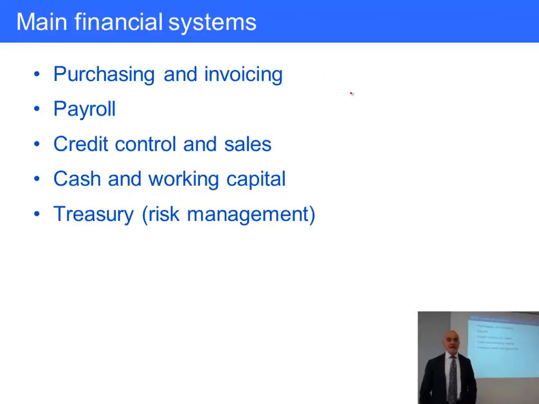The main financial systems that we have within an organization. Purchasing and invoicing. So we're thinking of maybe in a functional kind of system here, you have your accounting department. What we're looking at here is how the accounting department, the financial accounting department, the financial system, if you like, is broken down into subsystems, into separate departments. And this is typical of what you have. You have one department that looks after purchasing and invoicing.